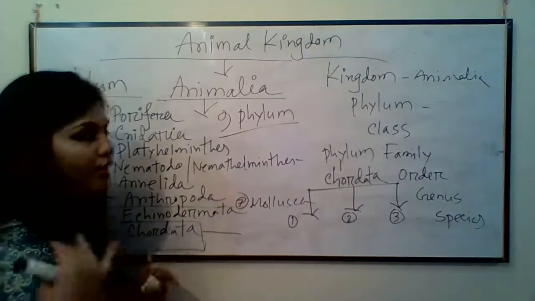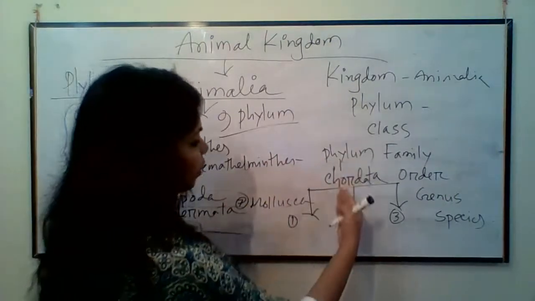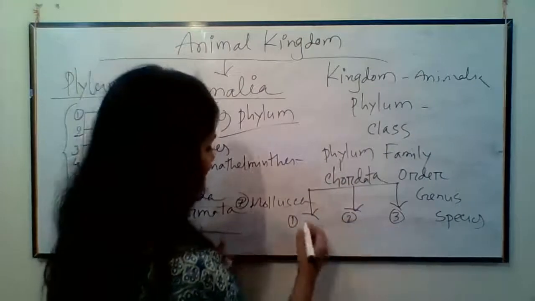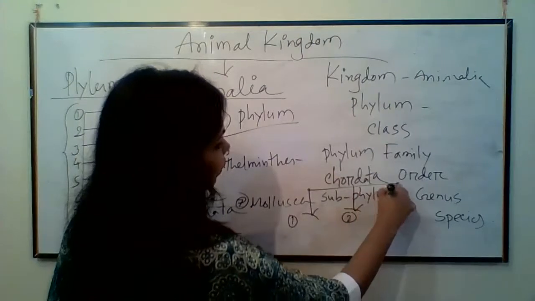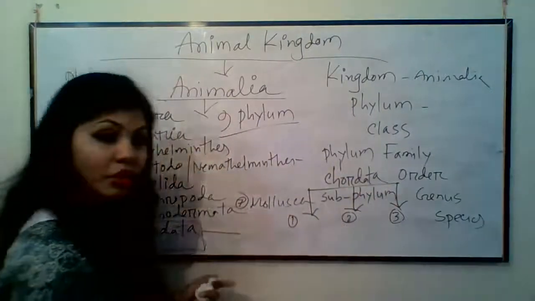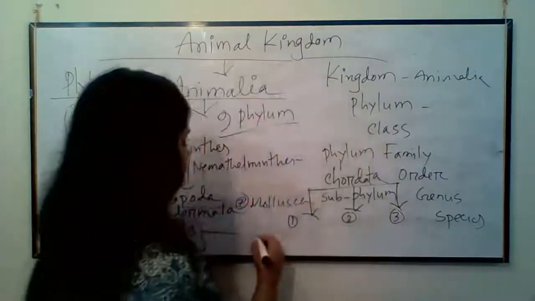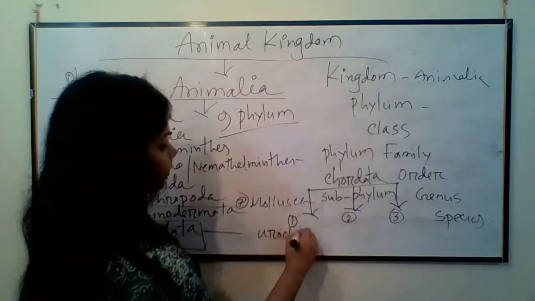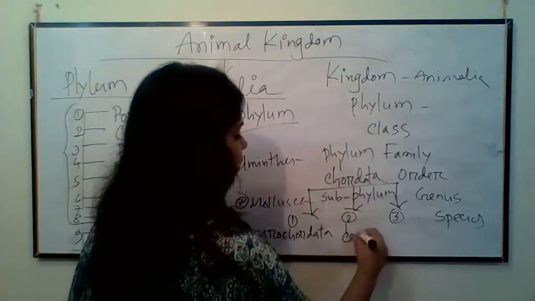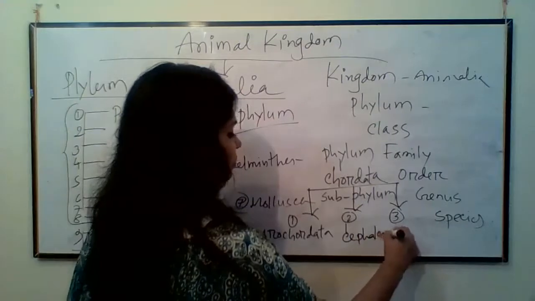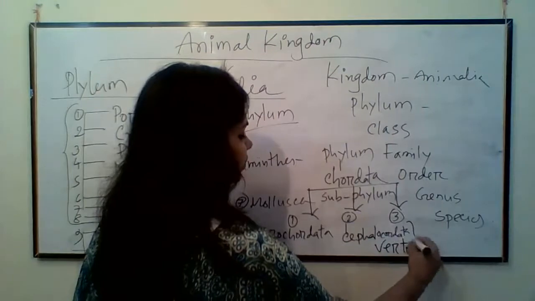They have a notochord, their backbone. This phylum Chordata has 3 subphyla. What are these? Urochordata, Cephalochordata, and Vertebrata. Number 1, Urochordata. Number 2, Cephalochordata. Number 3, Vertebrata.